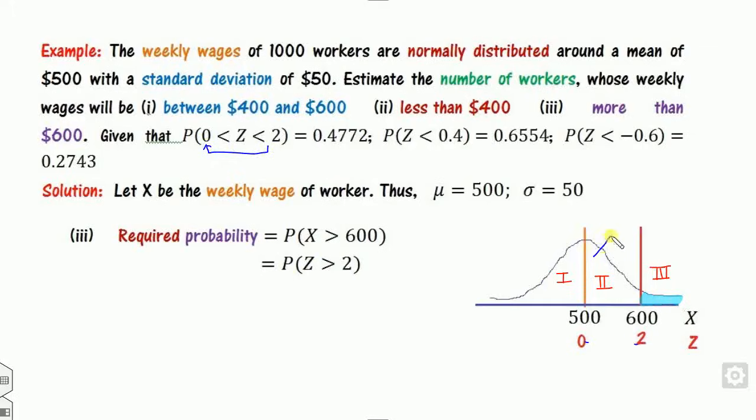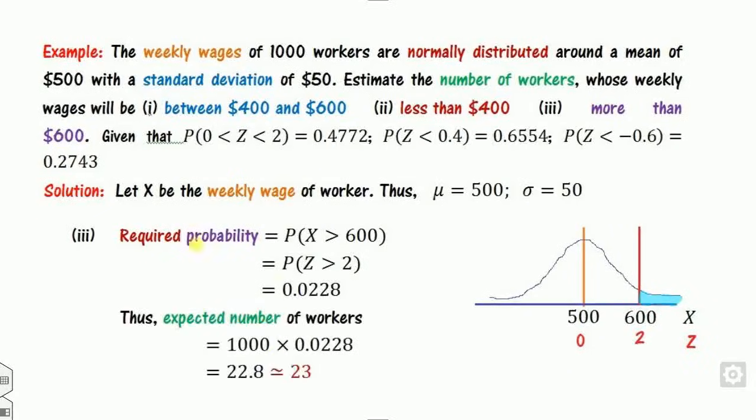0 to 2 means the area of the second is given to you as 0.4772. How do you find the area of the third? Since this is the mean, the area on the right hand side is 0.5 and the left hand side is 0.5. So the area of the third is 0.5 minus 0.4772. So this is the answer here, and finally the number of the workers is here.